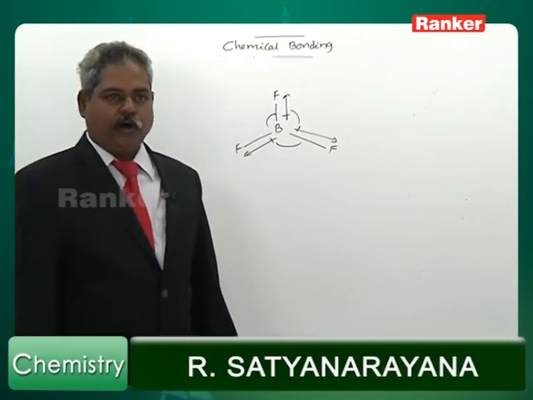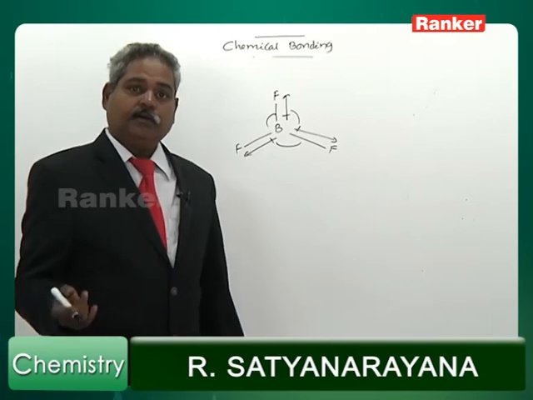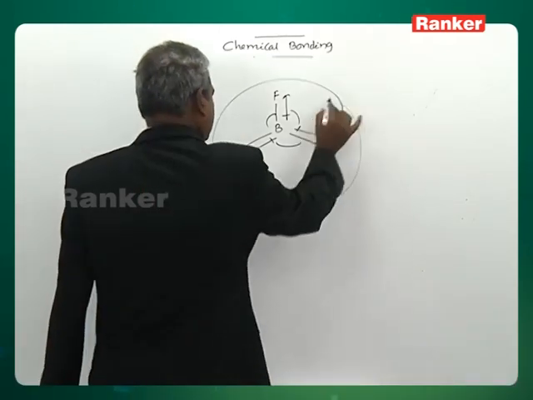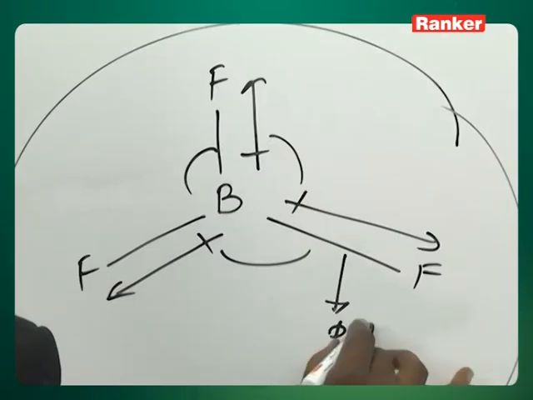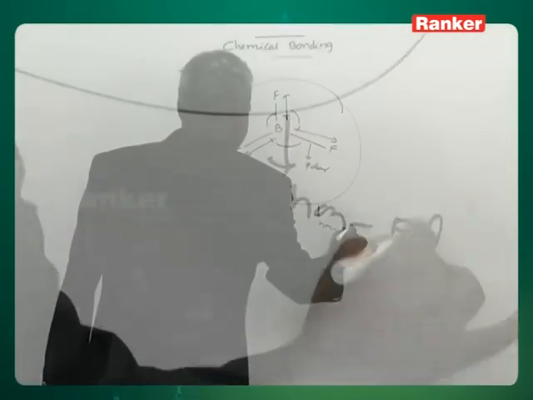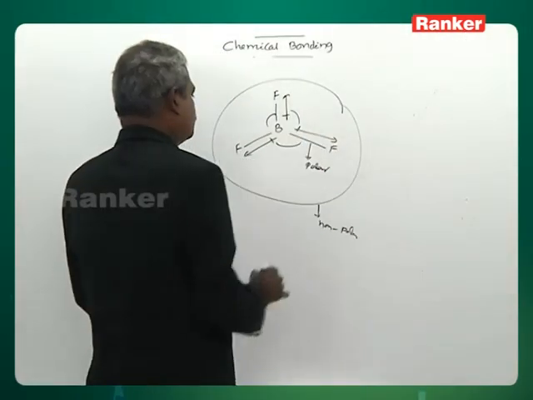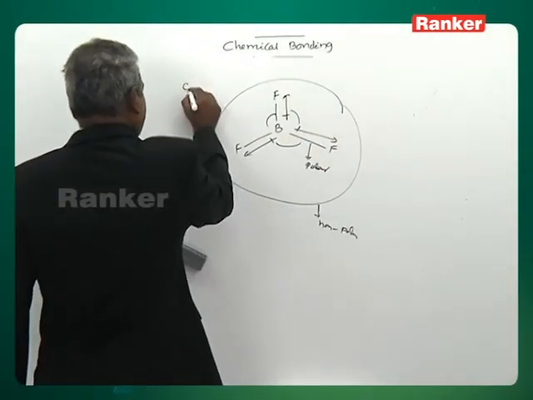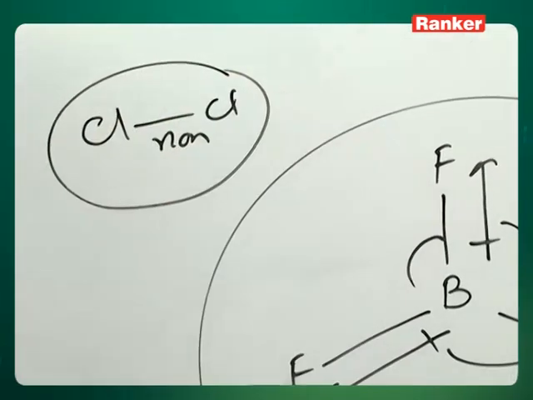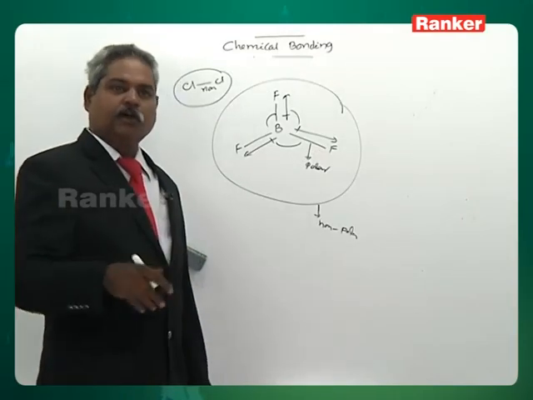is 0. Bond moments exist, but the molecular moment doesn't. The molecule as a whole is non-polar. So polar bond, polar inside, non-polar outside. This is better. Polar inside, non-polar outside. What about Cl2? This is non-polar inside, and outside as well. Non-polar inside, non-polar outside.